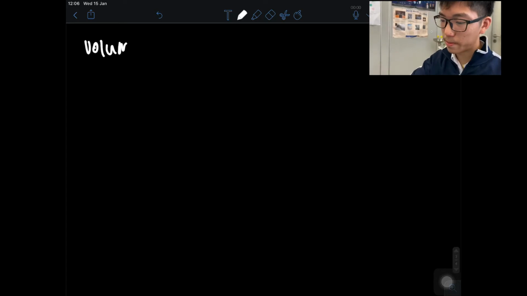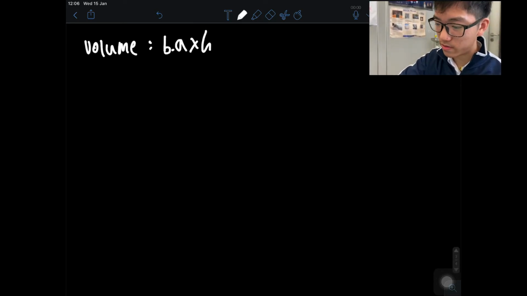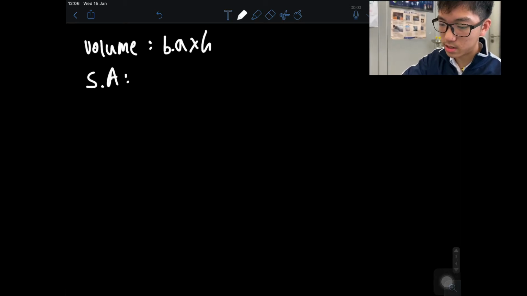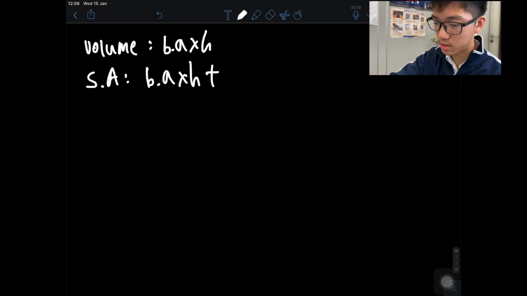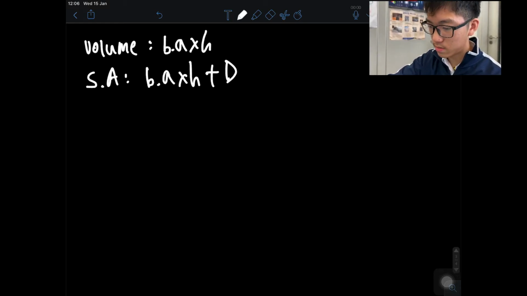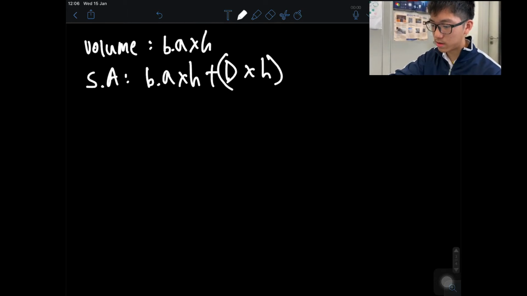Okay, I'm Samuel and I shall prove the volume and the surface area of a prism. So first of all, for volume, we have the base area times the height, and for the surface area, we also have the base area multiplied by the height, but this time we're going to add the diameter also multiplied by the height.